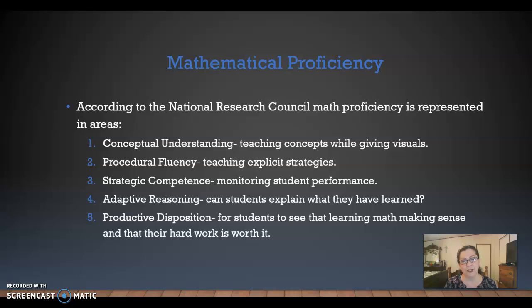3 is strategic competence, which is monitoring student performance. 4, adaptive reasoning, and that is, can students explain what they have learned so far? And the 5th one is productive disposition, which is for students to see that learning math and making sense of it and that their hard work is worth it. So, meaning that the learning is meaningful to them.